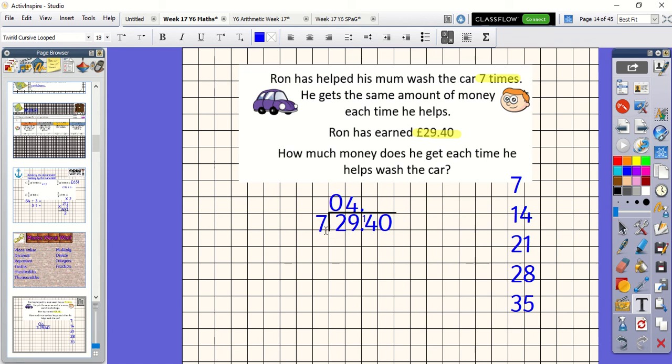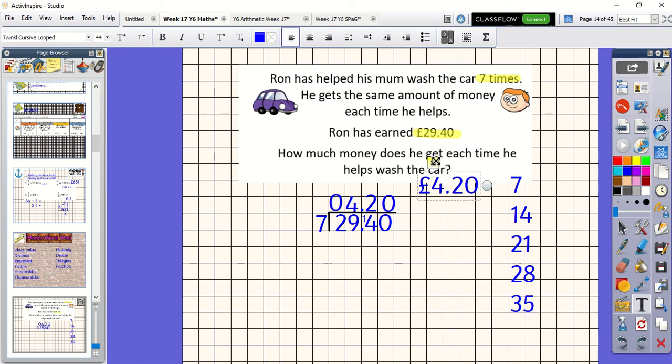Okay, so my next question is how many 7s go into 14, and I can see that 14 is 1, 2 times, so my answer will be 2. And then lastly, how many 7s go into 0? The answer is 0. So how much money does he get each time he helps wash the car? The answer is, make sure you put your pound sign, £4.20.